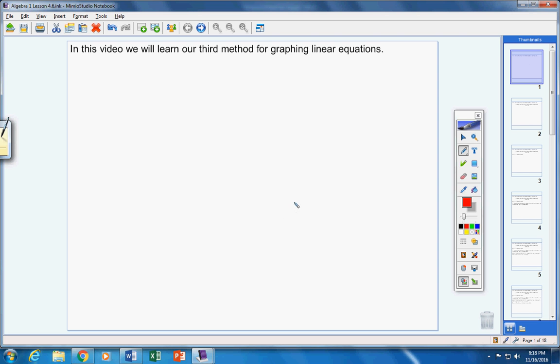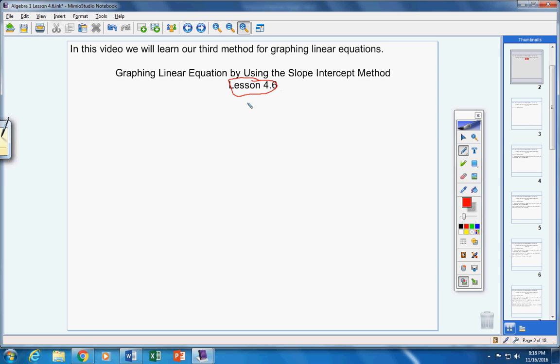Third method for graphing linear equations, okay? Our third method. Please copy this heading in your notes if you would. It is a rather long heading, but please copy it down: Graphing linear equations by using the slope-intercept method, lesson 4.6. And be sure to include today's date, alright?